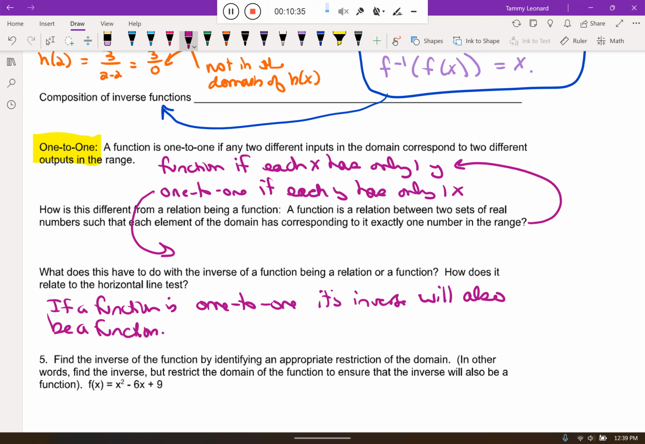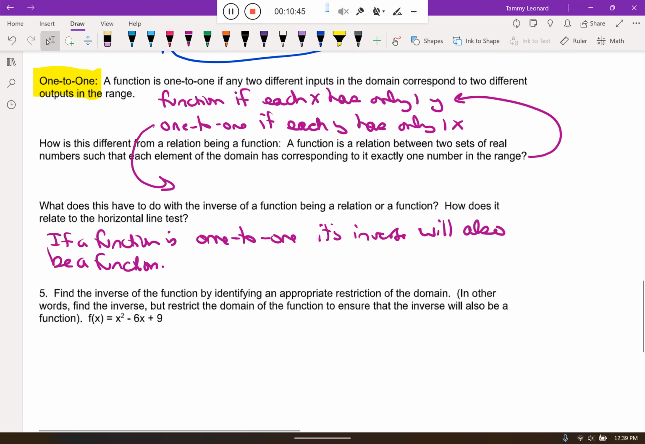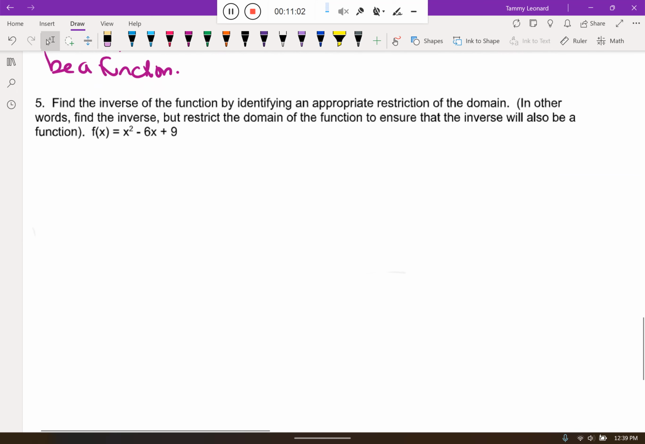So a function that passes both the vertical and horizontal line tests is a 1-to-1 function. All right, let's do the last example on this note sheet. Find the inverse of the function by identifying an appropriate restriction of the domain. In other words, find the inverse, but restrict the domain of the function to ensure that the inverse will also be a function. All right, let's look at this.